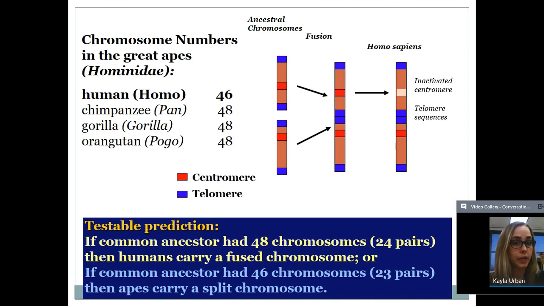Chromosome number 2 in humans has this double telomere sequence, has one active centromere, and evidence of a deteriorated inactive centromere. Because the chromosome only needs one, once it fused, one of them started to deteriorate and became inactive.